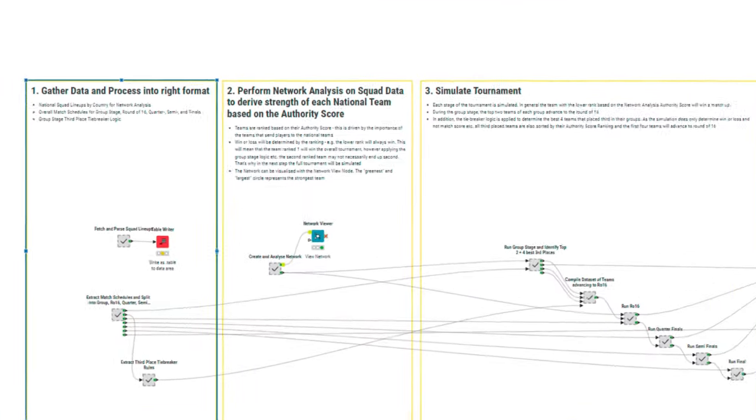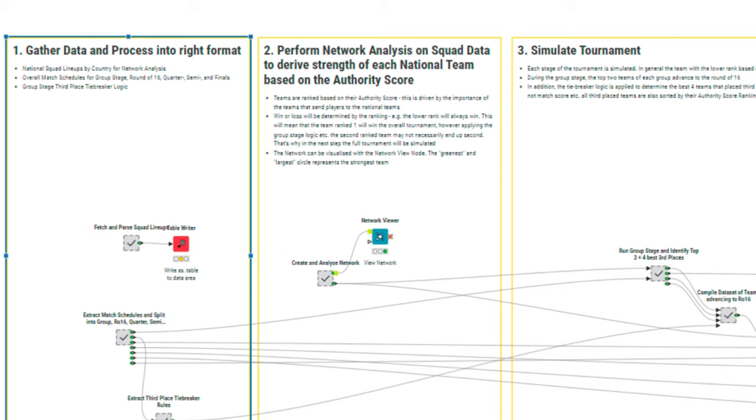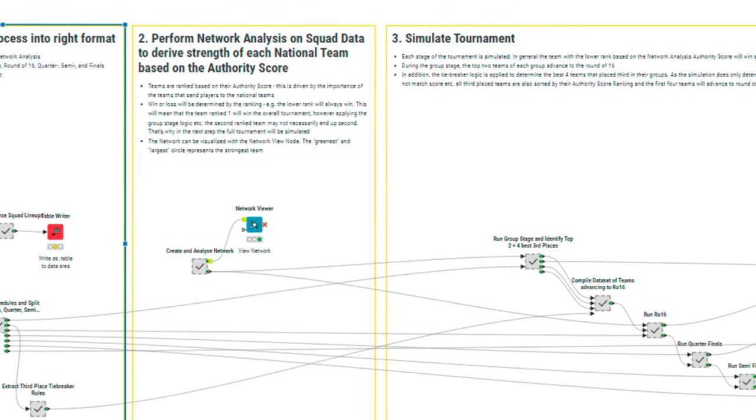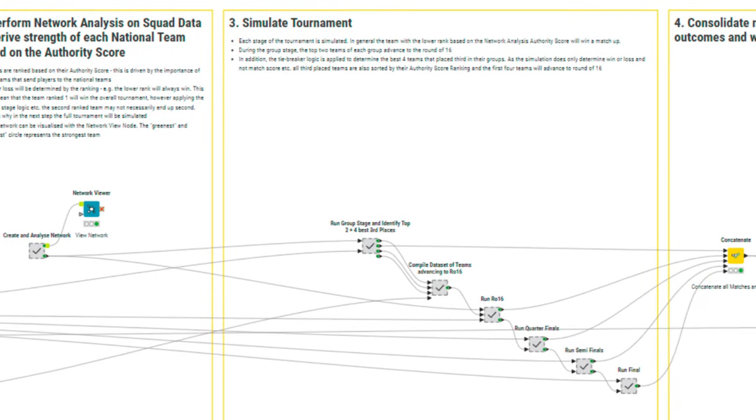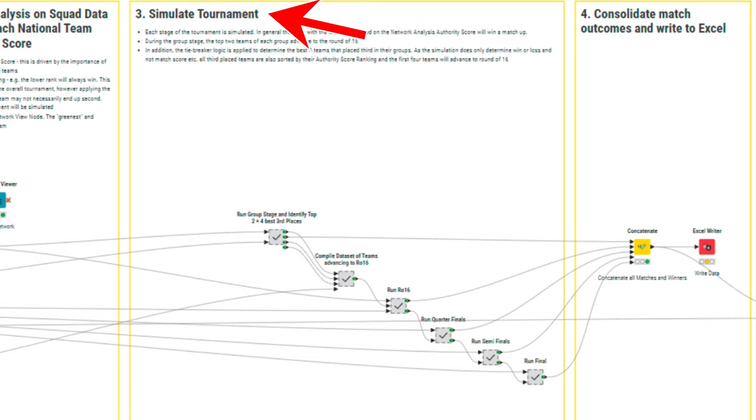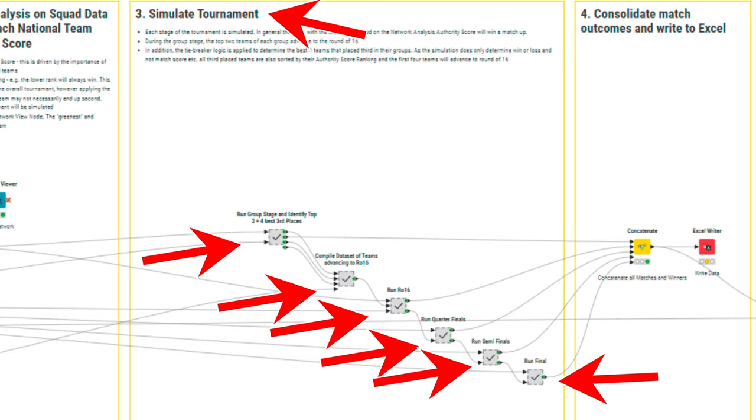Let's now go back up in the workflow and check out where the bottom table goes that contains the rankings of the different countries in the context of this network analysis. It goes to the section where we simulate the tournament. There are a couple of meta nodes, at least one for each of the rounds, so that is group stage, round of 16, quarterfinals, semifinals, and finals.